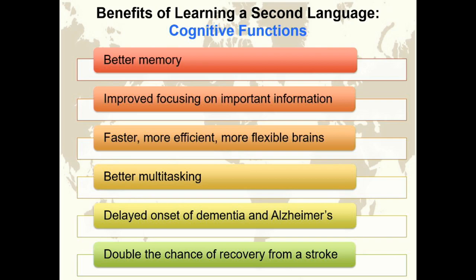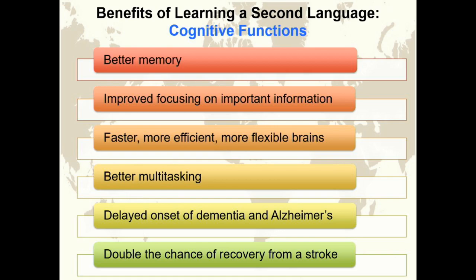Double the chance of recovery from a stroke. These are great things. This was a study done by UK and Indian researchers in India. What they did is they gauged which stroke survivors made a full recovery. And what's really interesting about this is that it didn't matter if they were smokers, if they had diabetes, if they had high blood pressure, and it didn't matter how old they were. 40% of the bilingual stroke survivors made a full recovery. 20% of the monolingual survivors made a full recovery. So your brain is more resistant to damage just from learning a second language.